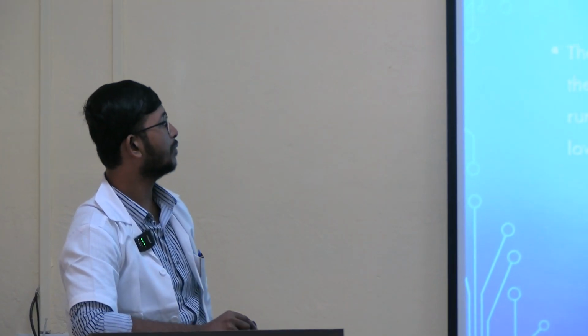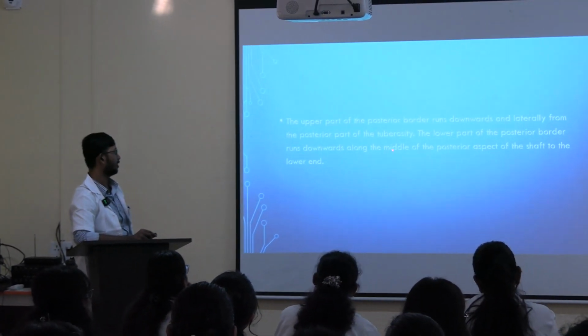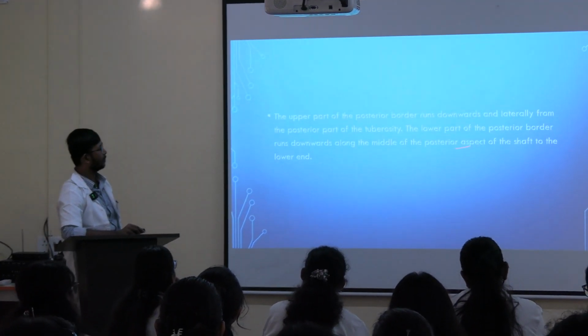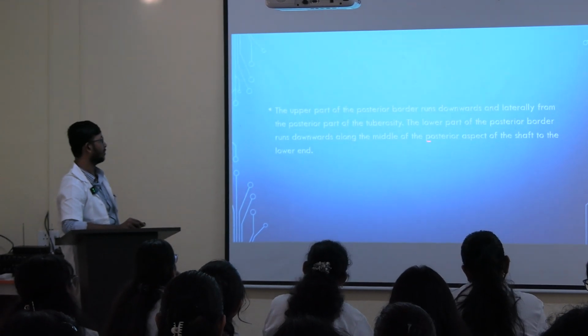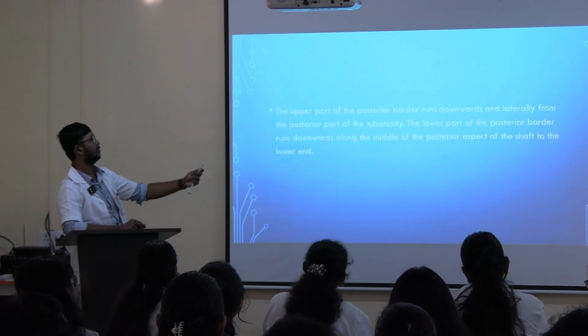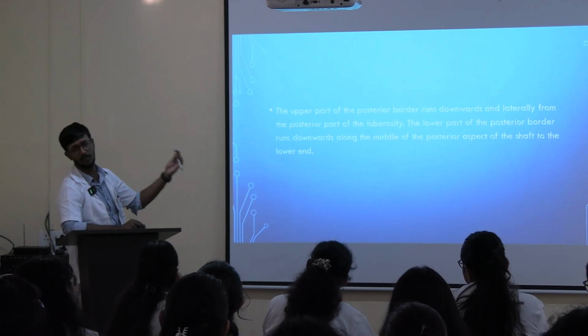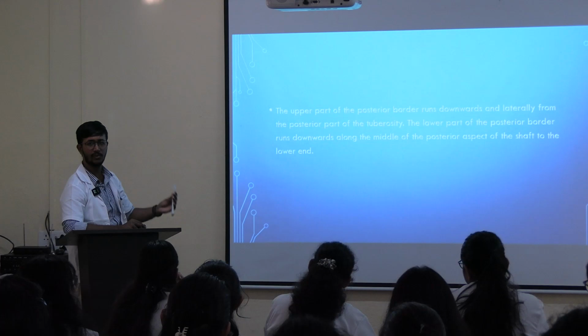Now the upper part of the posterior border runs downwards and laterally and forms the posterior part of the tuberosity. The lower part of the posterior border runs downwards along the middle part of the posterior aspect of the shaft to the lower end. Basically the posterior border begins from behind the radial tuberosity, goes downwards and continues with the posterior border of the lower end.